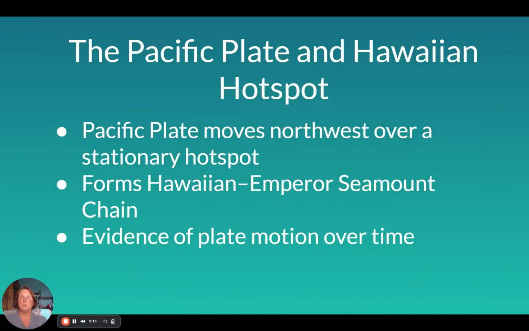So the Pacific plate and the Hawaiian hotspot is another fun topic that we've already talked about a little bit. But here in Hawaii, the island sits on essentially the middle of the Pacific plate. So it's not at the edge of a plate. It's not at a boundary. And that plate is moving about 7 to 10 centimeters per year to the northwest.